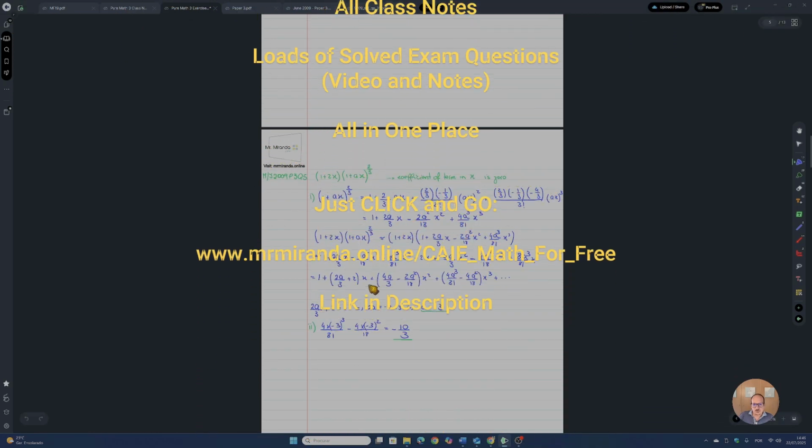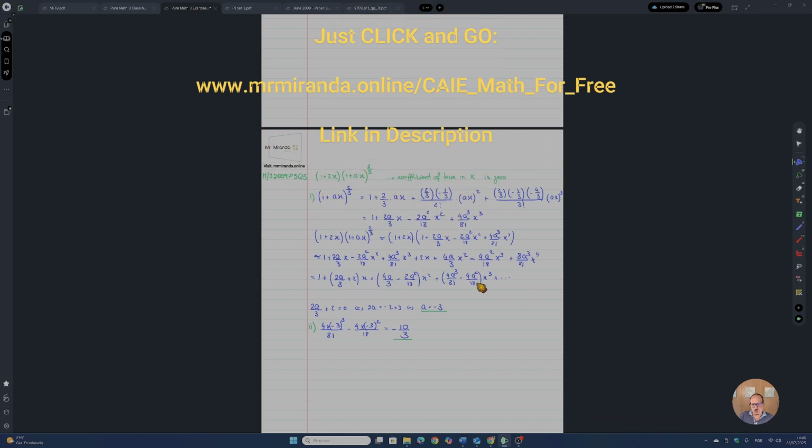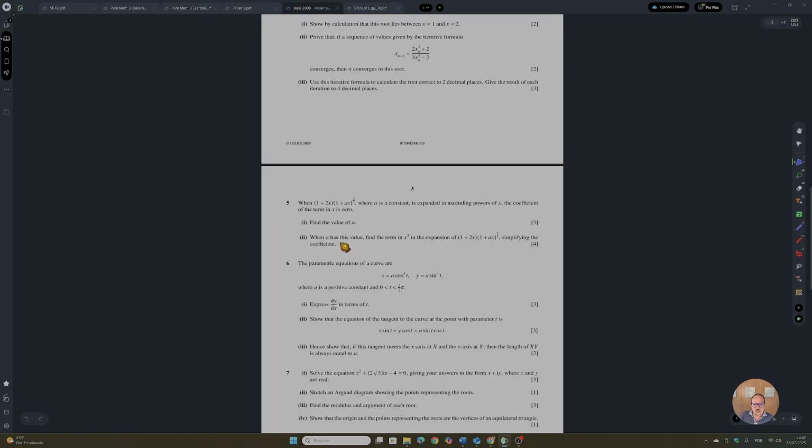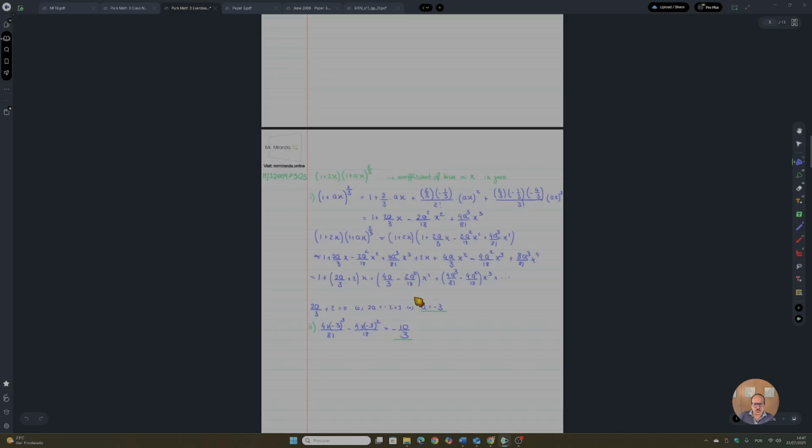All right? And now, because I bothered to do these other two terms, note that to answer this question, this is completely irrelevant and this is completely irrelevant. I could have stopped over here, right? But now, in this question, I need to find the term in x cubed in the expansion above, simplifying the coefficient, and figuring out what that coefficient is now that I know the value of a, now that I know that a equals minus 3. So I just go to the expression of the coefficient of x cubed, I substitute a by minus 3, and I get the actual coefficient, minus 10 thirds.